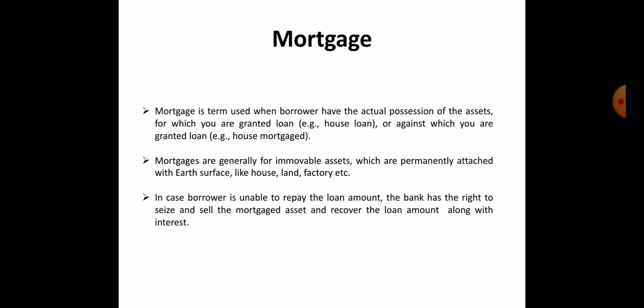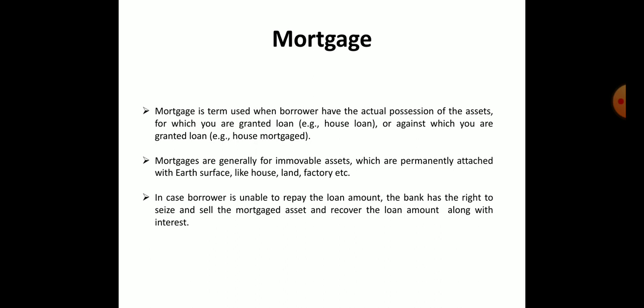There's a combination of both that is known as mortgage, where we are using a house while we are paying a loan, but here we have to submit the registry with the bank. So here basically mortgage is a term used when borrower has actual possession of the asset for which you are granted loan, such as housing loan, or against which you are granted loan, like house mortgaged.